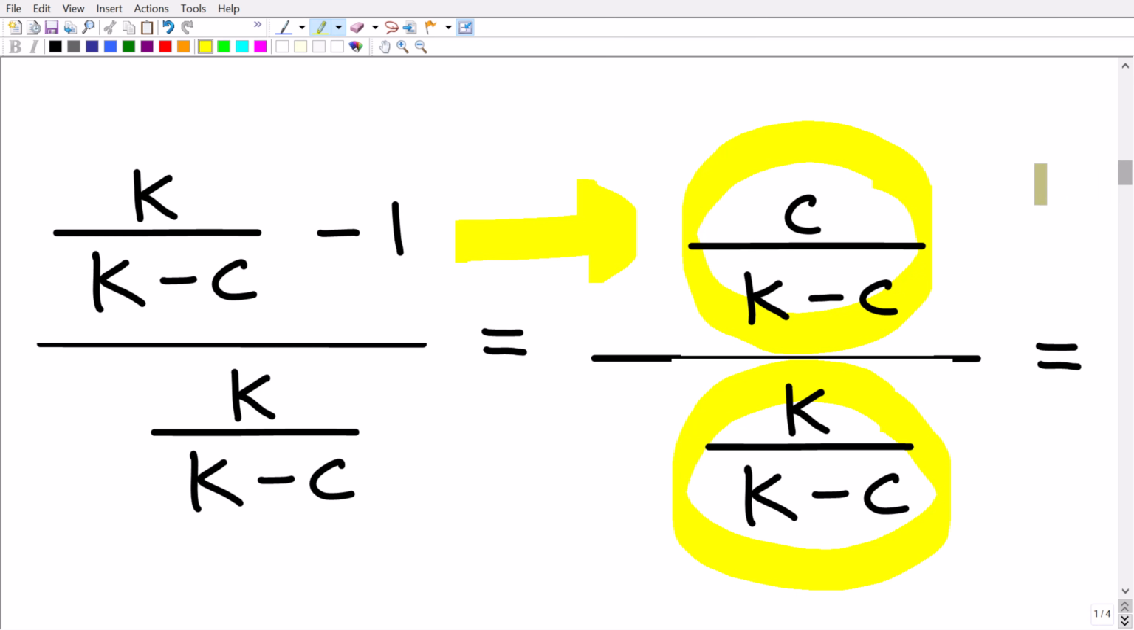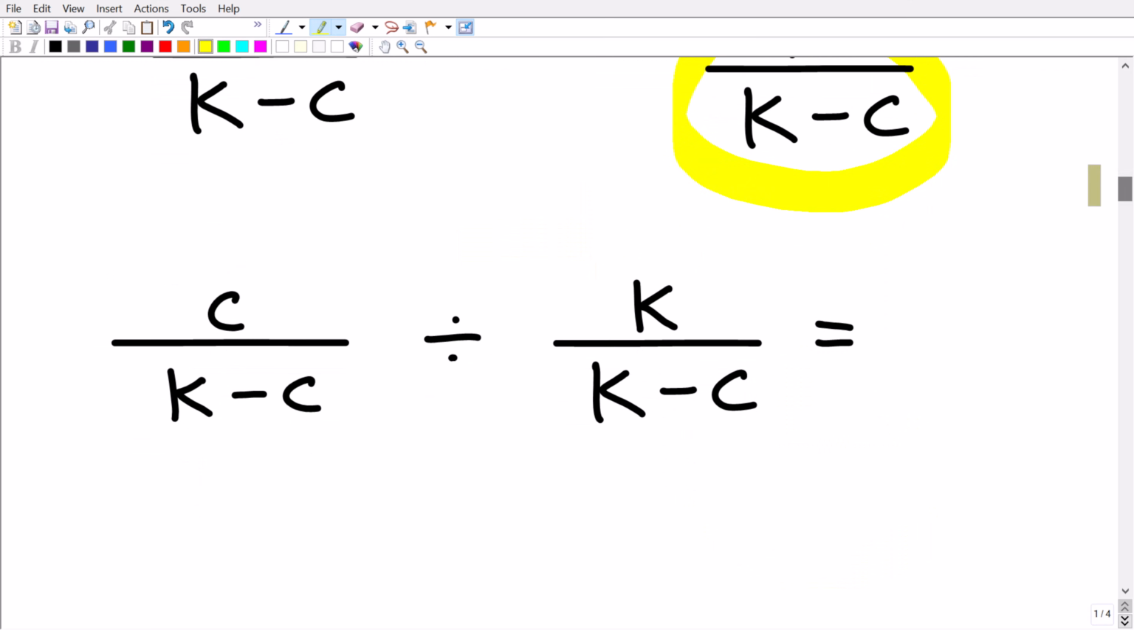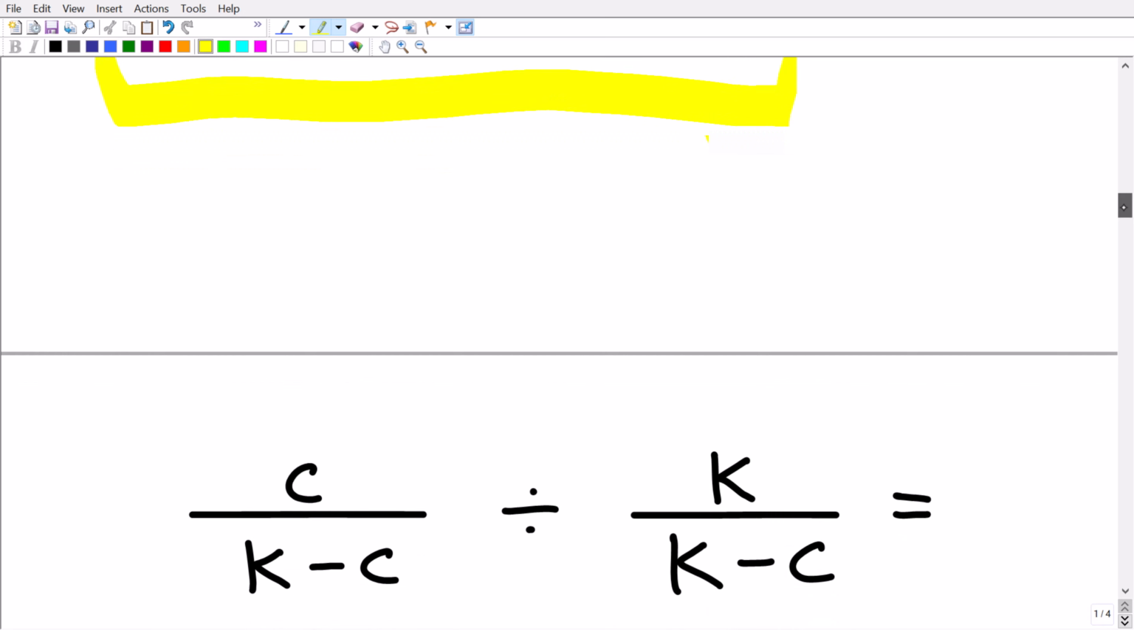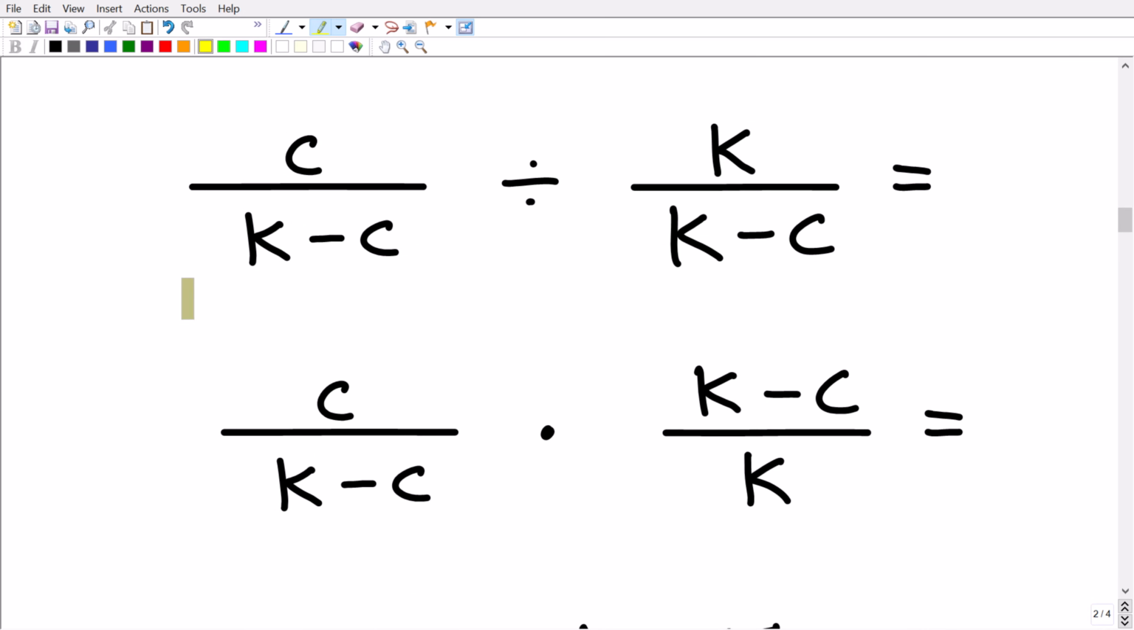So let's write this differently. Okay, so instead of c over k minus c over k minus c, we're going to write it this way. So we're going to have c over k minus c divided by k over k minus c. Okay, so now that we have our expression written this way, this is going to be very easy. So let's go ahead and continue on. So what we're doing here is we are dividing fractions. All right, so we have this fraction divided by this fraction, or this rational expression divided by this rational expression.